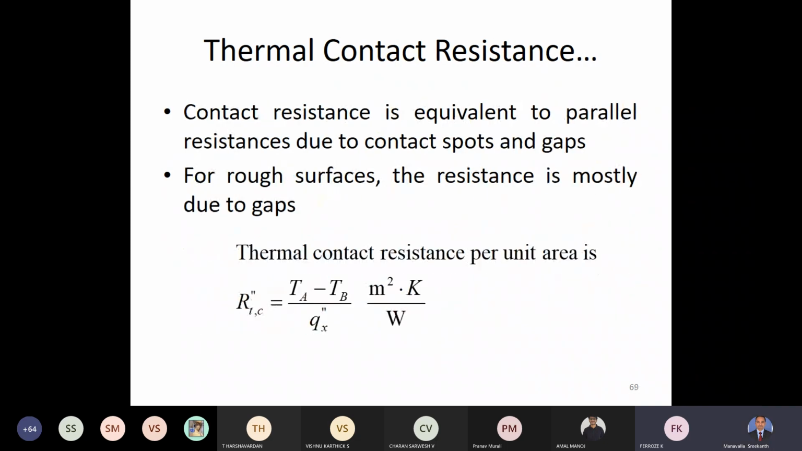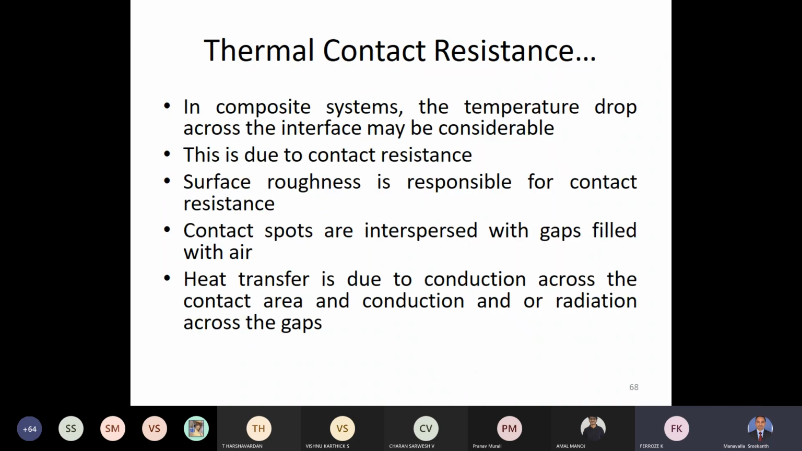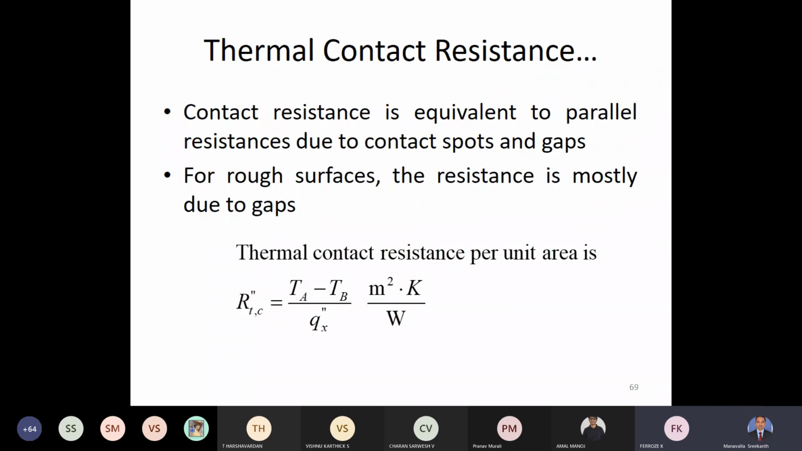So this contact resistance is equivalent to parallel resistance due to contact spots. You can see here, this can be represented as parallel resistance. This is one resistance, this is another, all of them connected in parallel. So we treat them as resistances connected in parallel and evaluate accordingly. For rough surfaces, the resistance is mostly due to gaps.